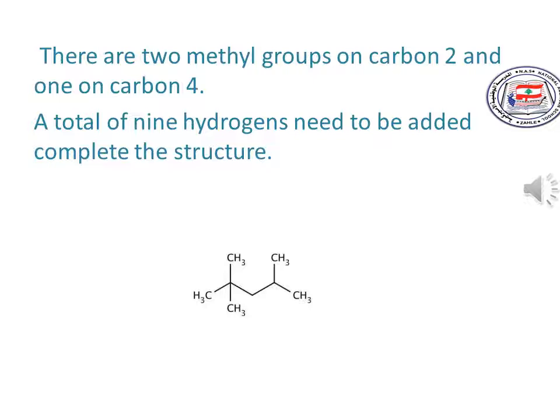According to the name, there are 2 methyl groups on carbon 2 and 1 on carbon 4. So, you attach each substituent as indicated in the prefix. Then, you finish by adding hydrogens when needed in the formula. So a total of 9 hydrogens need to be added to complete the structure. Remember, each carbon has 4 and only 4 bonds.